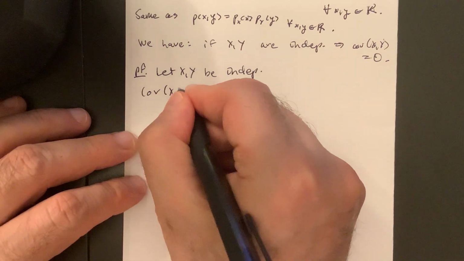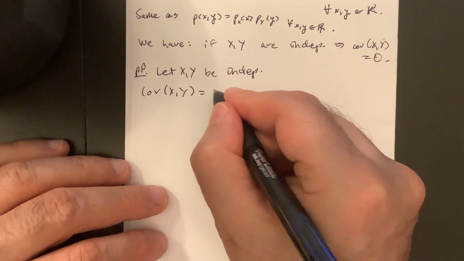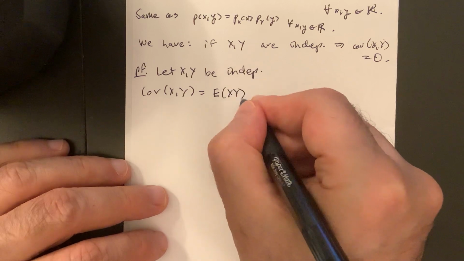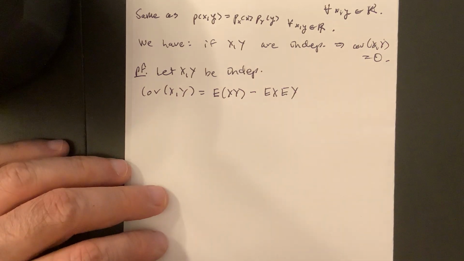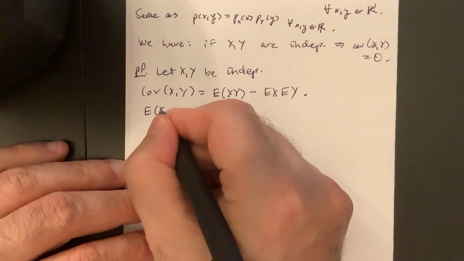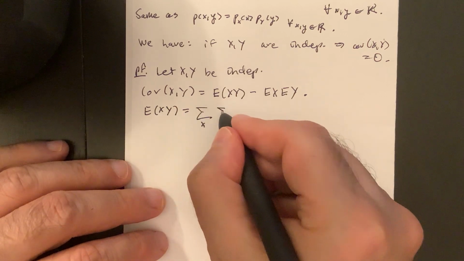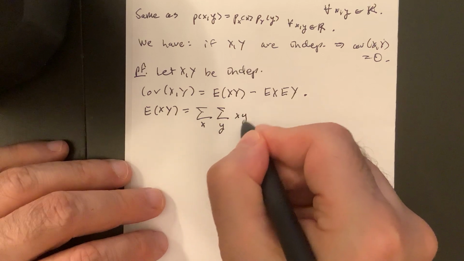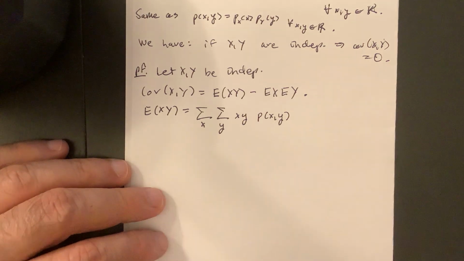covariance X, Y. Use whatever definition you want. Let's say E[XY] minus E[X]E[Y], right? But E[XY] is equal to the sum over x, sum over y of little x, little y, p(x, y), from the proposition about the expected value of g of X, Y.